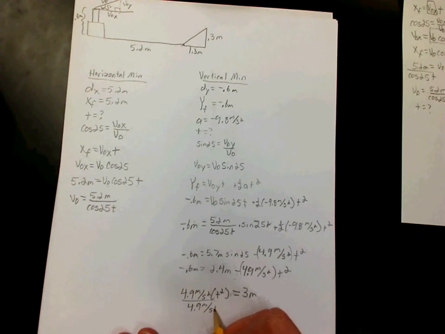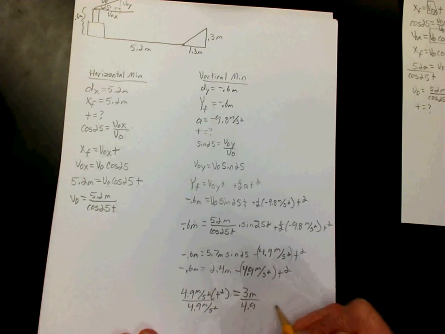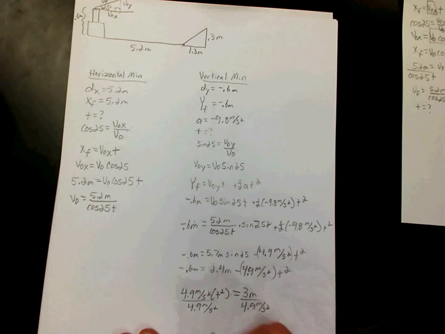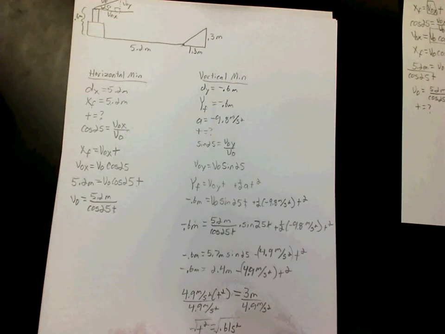Remember your rules about dividing by fractions is that you're going to get the reciprocal of this. And so your time squared is actually going to equal 0.61 seconds squared. All right, getting the square root, time equals 0.78 seconds. So now we have our time.